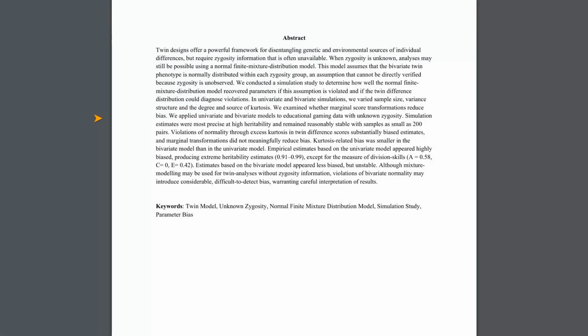Now, one of the ideas about this model was that you could look at the difference in scores between the twins. If the differences looked normal, it was a good sign the main assumption was okay. But if the differences were weird, like too many extreme scores, that could be a red flag that the normality assumption was violated. The researchers really dug into this idea, trying to see if looking at these differences could reliably tell them if the model was giving a bad answer.